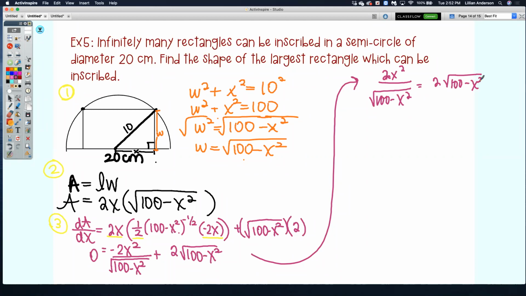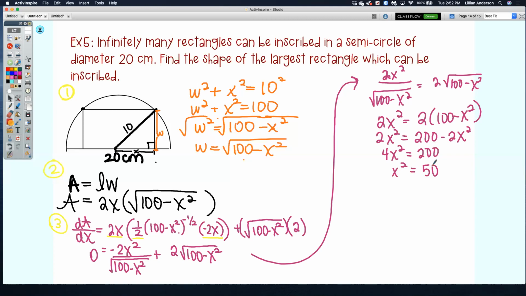I'm going to multiply both sides by the square root of 100 minus x squared. What happens when I multiply the same square root by itself? It just becomes what's inside. Then I distribute over the 2. Bring over the negative 2x by adding. Dividing both sides by 4. And x is equal to plus or minus 5 square root of 2.